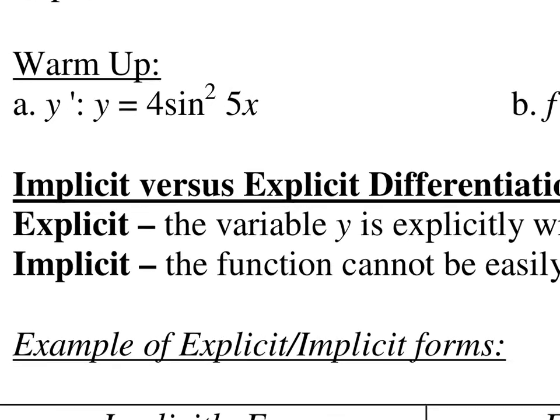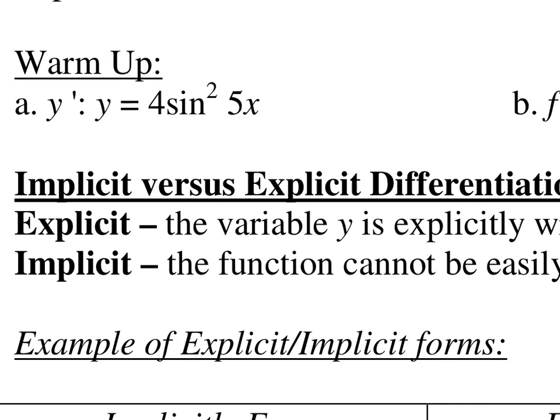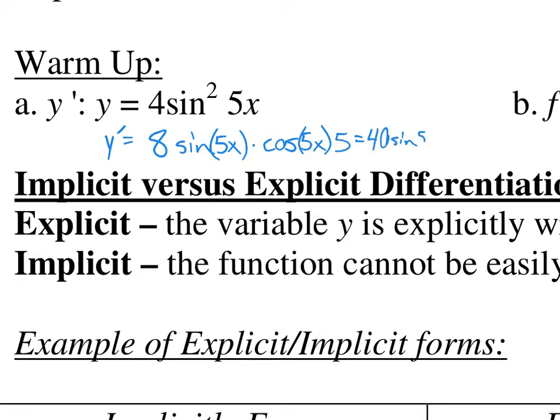Okay, here just as a little warm up, remember here we have the chain inside a chain. Because the square is on the outside, y prime is going to be 8 sine to the first of 5x times the derivative of sine, which is cosine of 5x, times the derivative of 5x, so times 5. So the whole thing would be 40 sine of 5x times cosine of 5x.